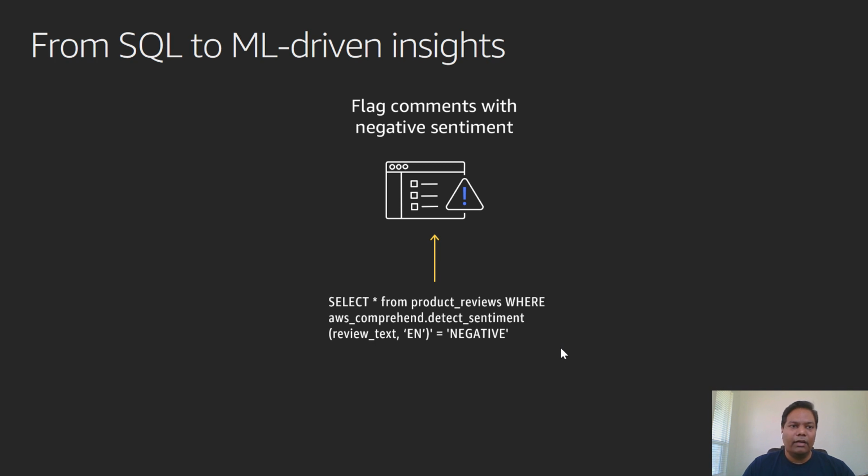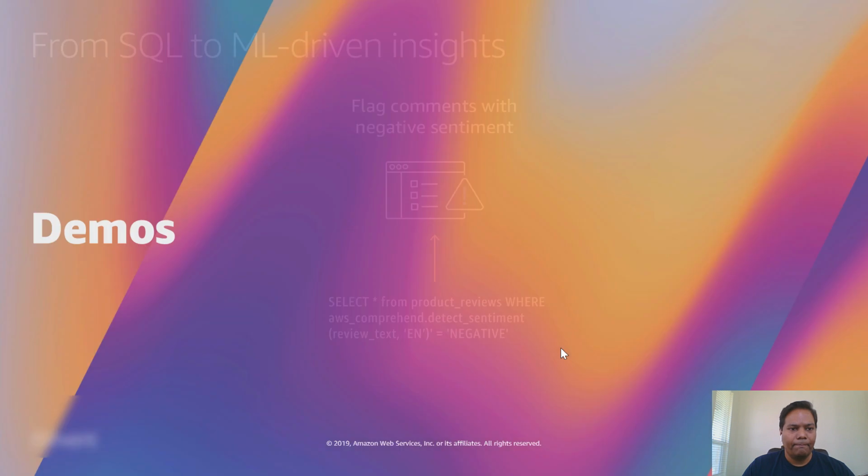So in today's demo, we are going to go through the sentiment analysis, and we're going to detect negative and positive sentiments. Here's an example of such an application where you have review text inside your database, and then you simply run a select statement with an inbuilt Comprehend service function. And this function detects the sentiments and tells you if it's positive or negative.